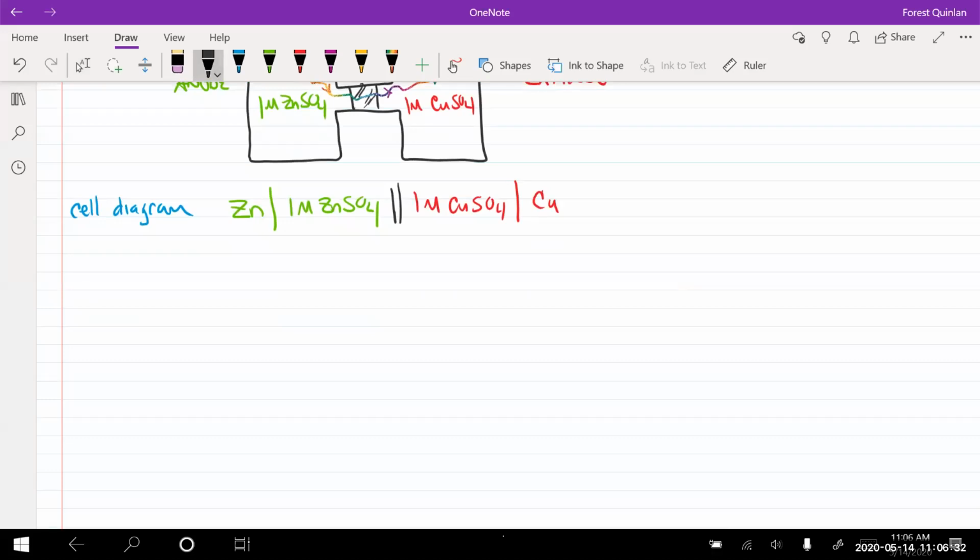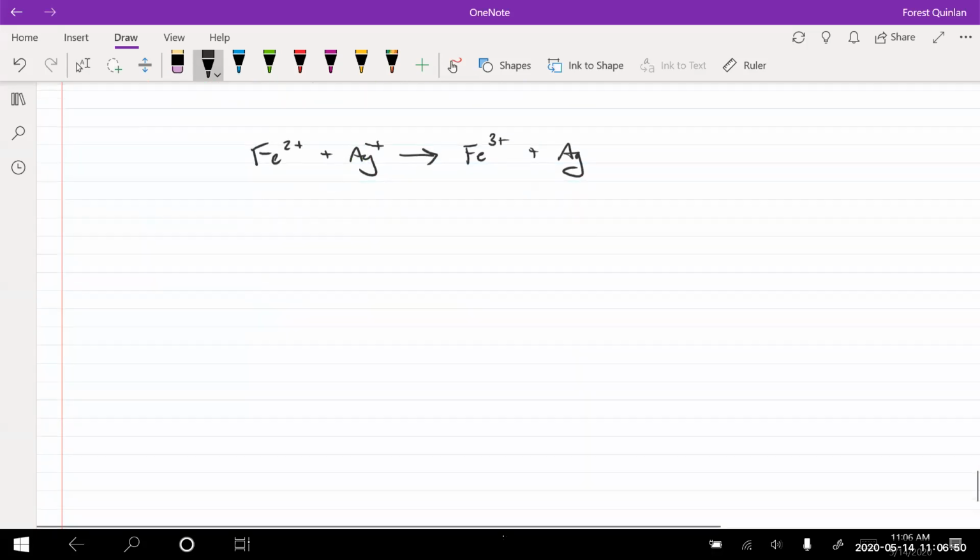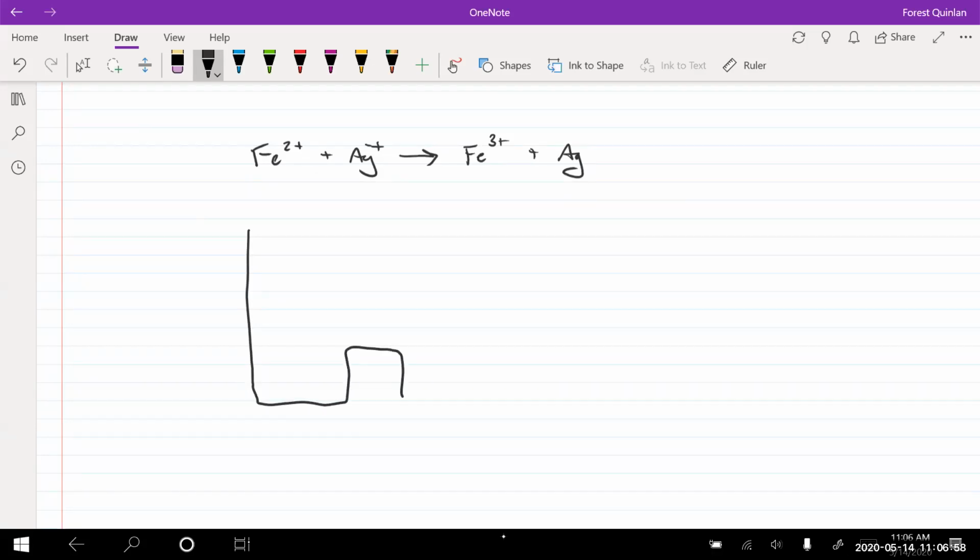Okay, our next one: we had the iron 2 plus and the silver plus, going to make Fe3 plus and solid silver. We drew that cell. And did we put the silver on the left or the right?